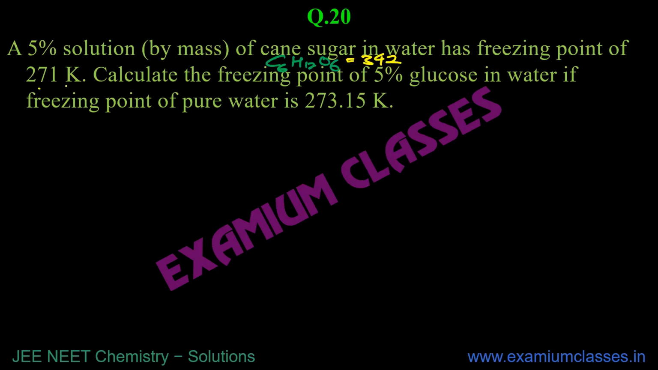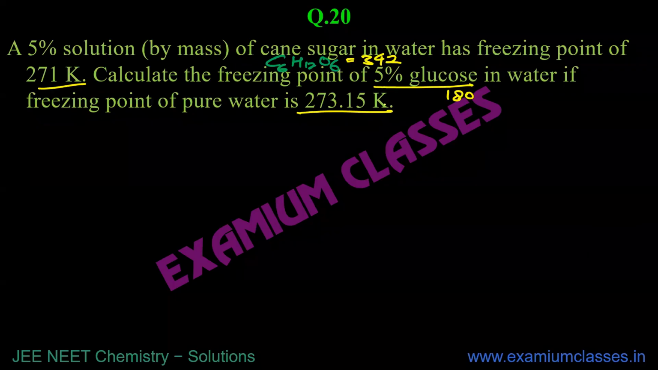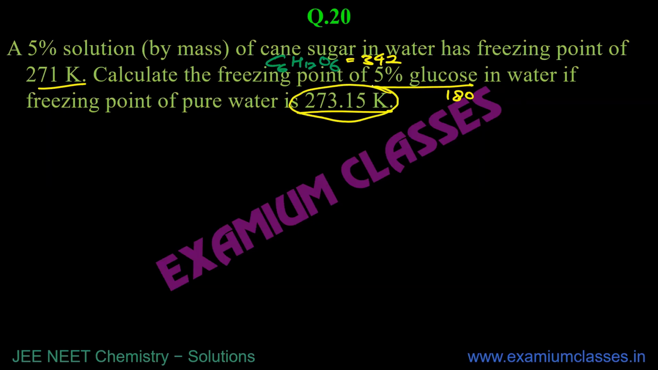Water has freezing point of this one. Calculate the freezing point of 5% glucose. Here it is glucose, C6H12O6, 180 gram per mole, in water. If the freezing point of pure water is not given, remember, you will not use the freezing point of water as 273. You will use 273.15. It has happened in the past in JEE, students marked the one with 273 and the actual answer was based on 273.15. So here in this case, remember in both cases TF naught is same.